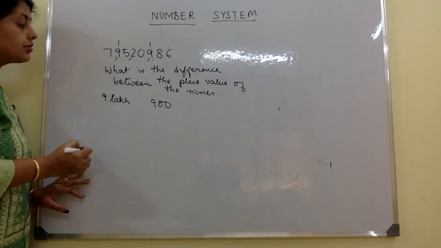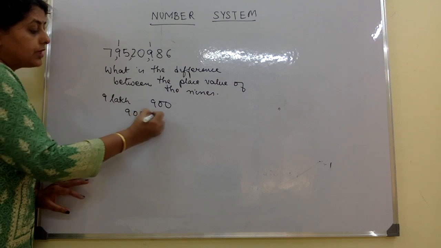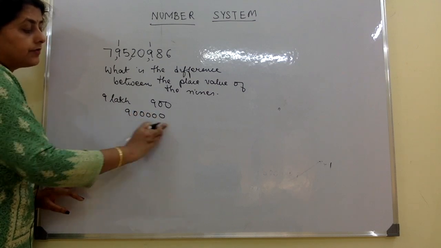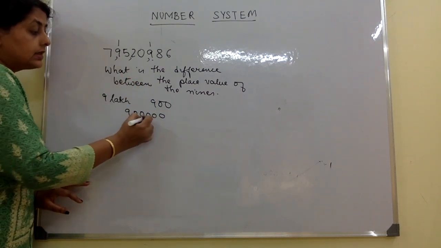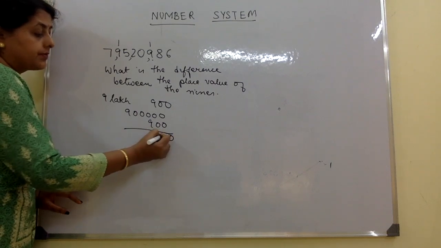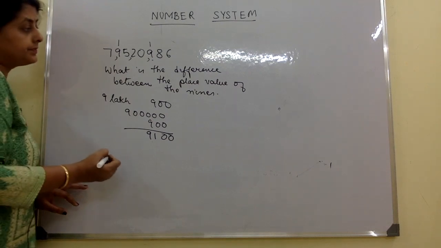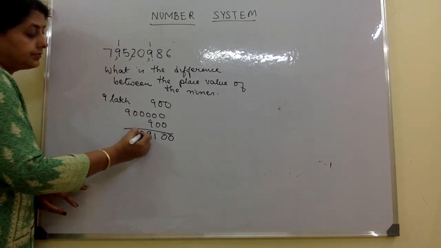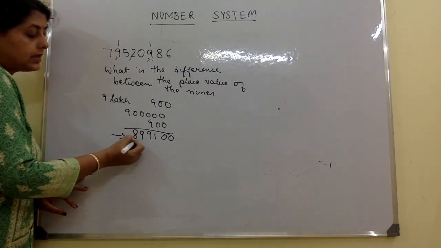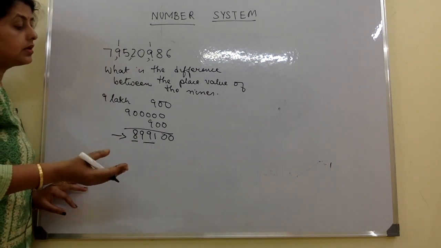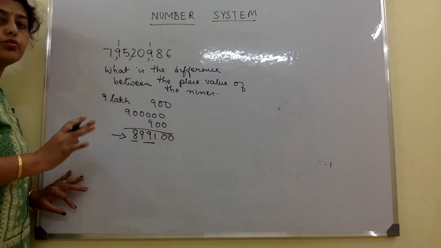Okay, so now I will subtract. From 9 lakhs, how do you write 9 lakhs? Be careful, 9 and 5 zeros makes 9 lakhs. There should always be 5 places after when you say lakhs. And subtract the 900 from this. So this is the answer, 8,99,100. That is the difference between the place values of the 9s.